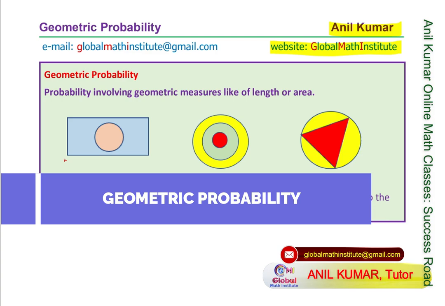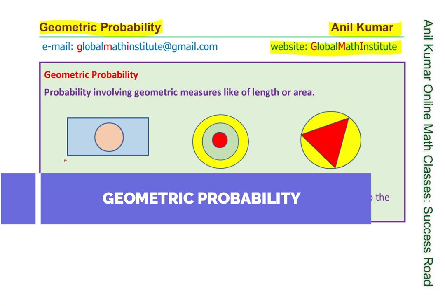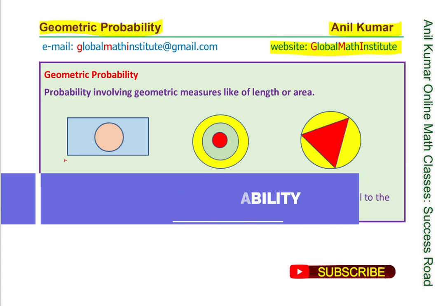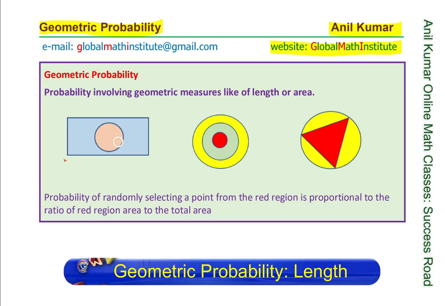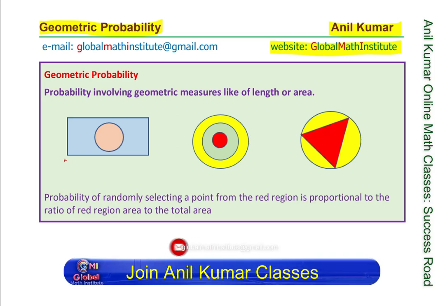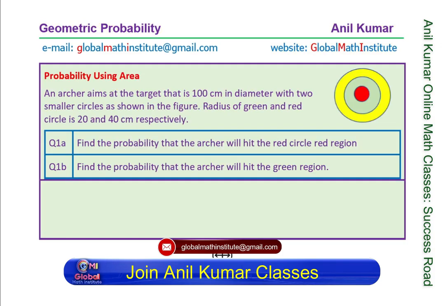In this video, we'll discuss a few questions based on geometric probability. We are going to consider area related questions in this particular video. In geometric probability, probability involves geometric measures like length or area. Here you see a couple of figures. We will be interested in finding the probability of picking a point in the shaded area in the given figures. Based on this, I have designed a few questions.